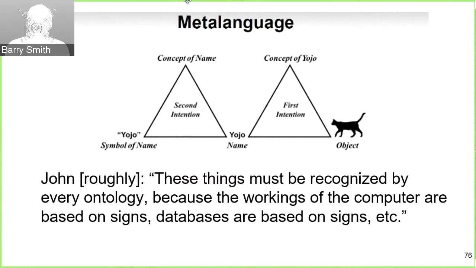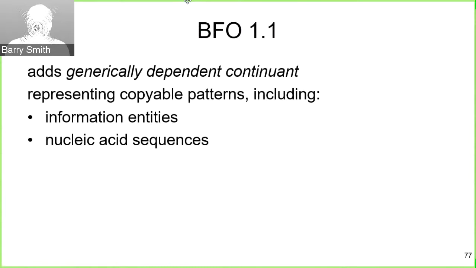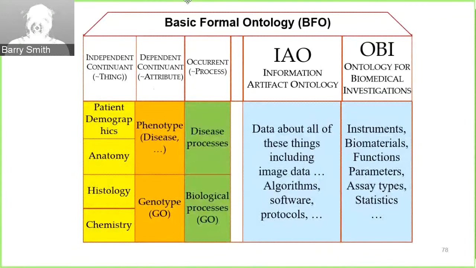Now, we do, in fact, recognize that BFO needs a term to represent signs, information entities more generally. And we address this in the only major revision of BFO, which was BFO 1.1, when we added generically dependent continuant. And information entities are children of the generically dependent continuant. Or to be more precise, the universal information entity is a child of the universal generically dependent continuant. And so IAO, as we already saw, has been very successful. And everything under the IAO column is about something. So that's intentionality, John.